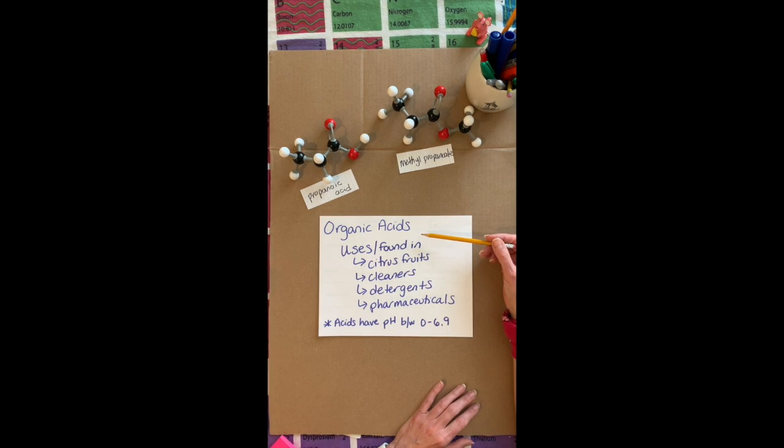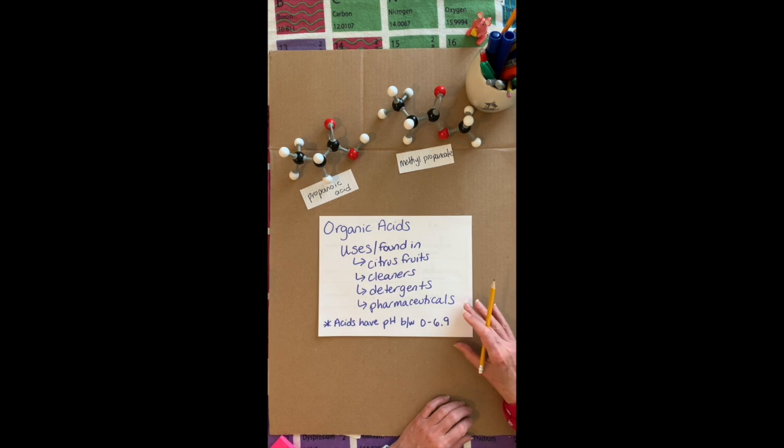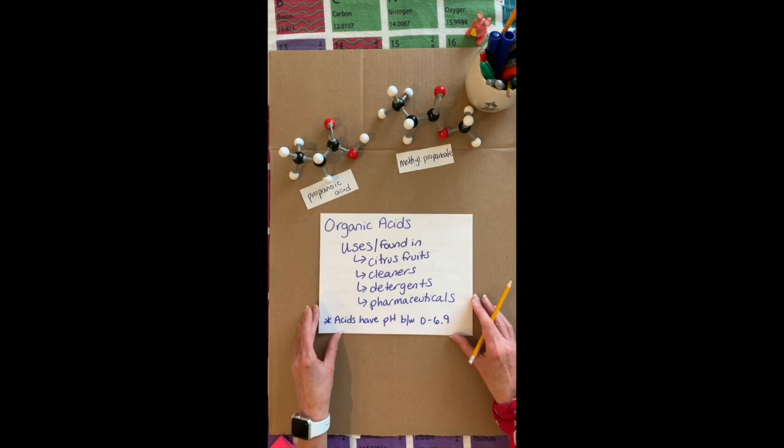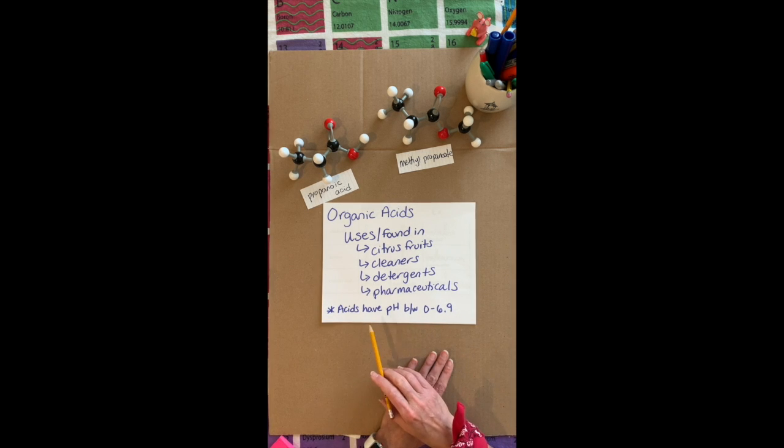Organic acids have many uses and can be found in a variety of substances. For example, citrus fruits. Cleaners, detergents, and pharmaceuticals may have organic acids associated with them. And we will be studying acids and bases in an upcoming unit, but just please note that acids always have a pH between 0 and 6.9 on the pH scale.